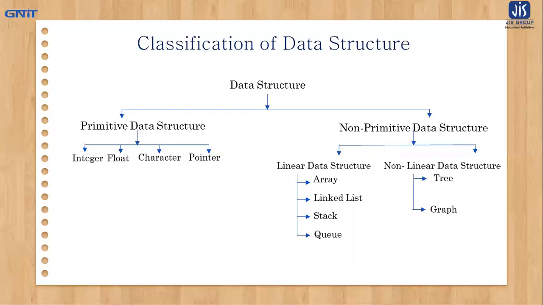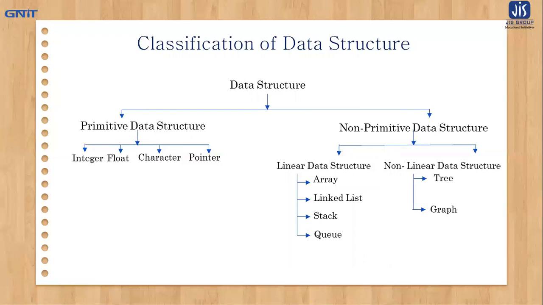Means suppose we need to store the roll number, it will be integer type of data. Suppose we need to store the marks of the student, there may be a floating value for that. Character, the name will be stored in character format. Pointer, suppose we want to store the data which are linked with each other, then we can use the concept of pointer. So those are the primitive data structures we will study.